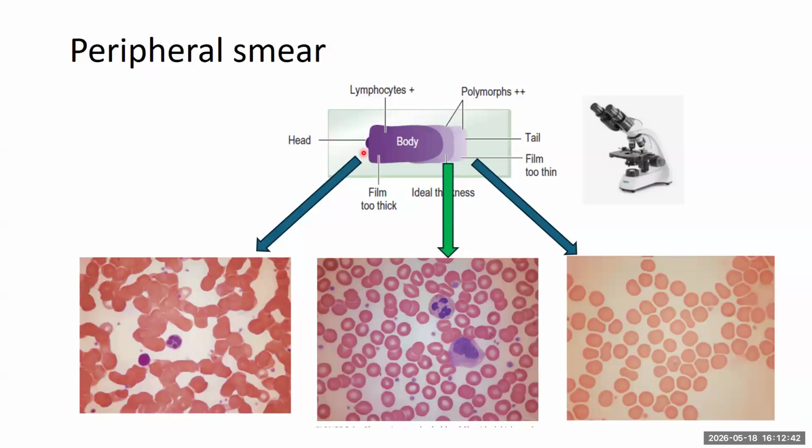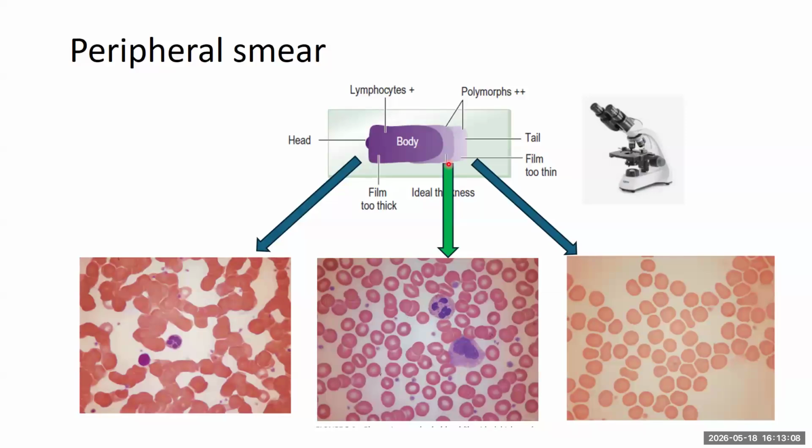We then move from the head of the film to the body until we reach this area here, as indicated by the green arrow, which is the optimal site for assessment. As we can see, there's minimal overlap of the red cells, and there's clear central pallor noted within each red cell. Also, we can very nicely see the white cells noted here.